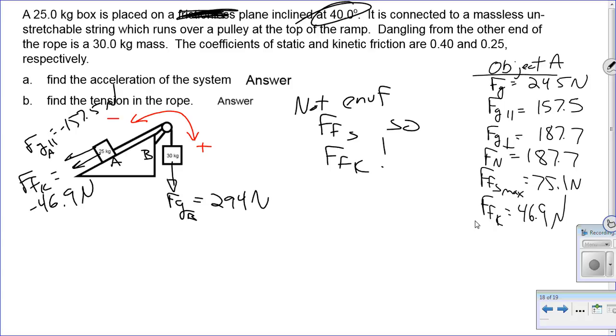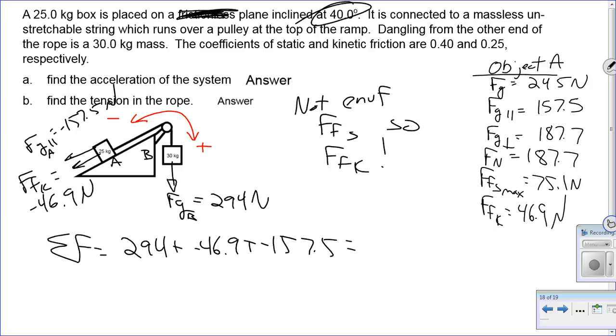So what should I do now? Are there any other forces that are going to affect the motion? Nope, because perpendicular and normal are going to cancel. So find your net force. It's going to be 294 plus negative 46.9 plus negative 157.5. And you get a net force of 89.6 newtons.